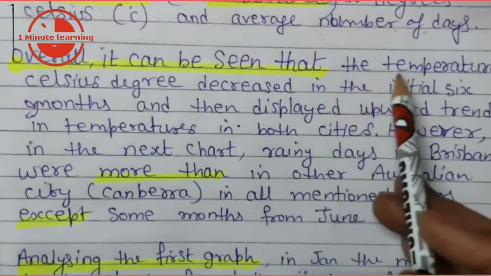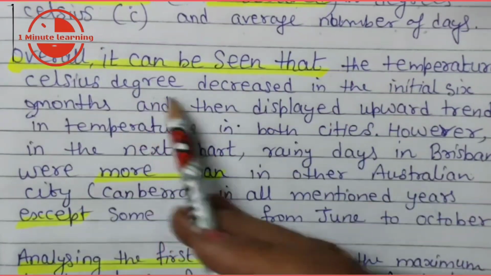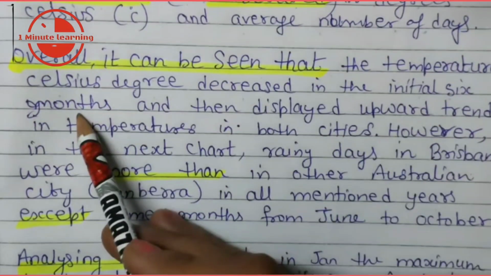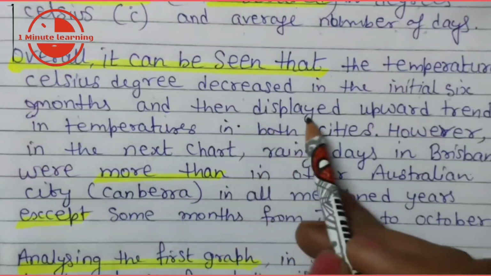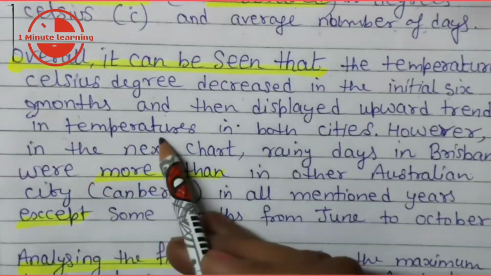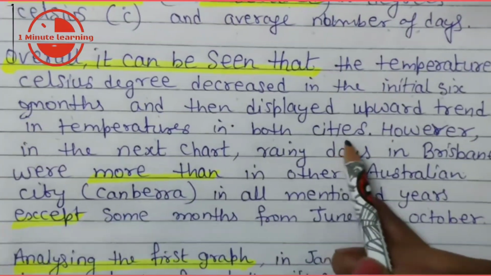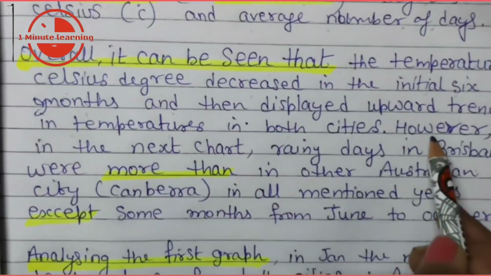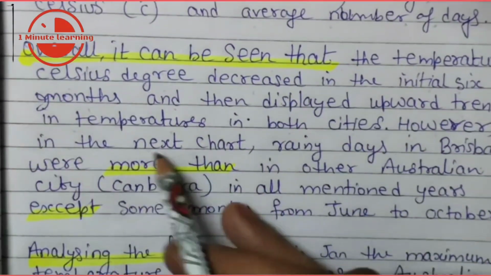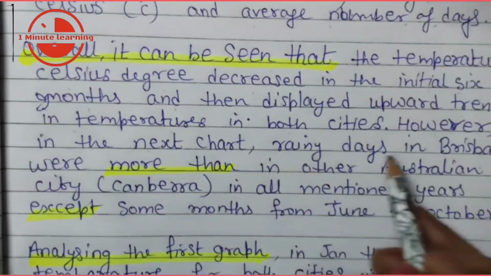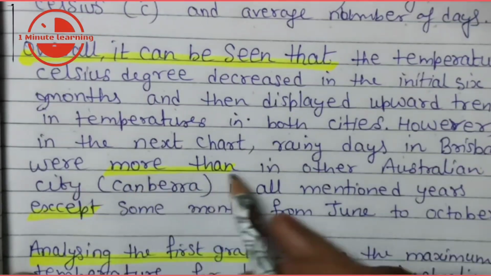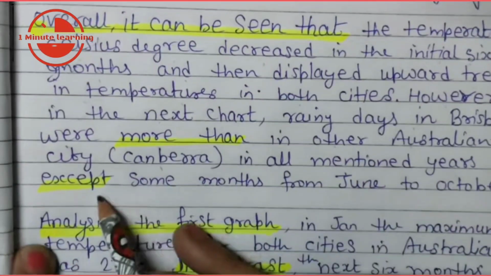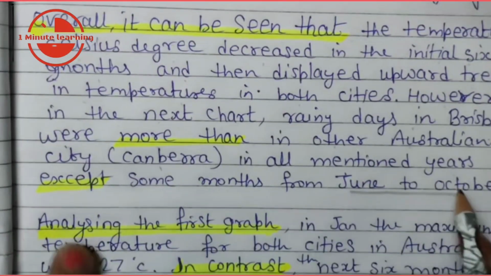Overall, it can be seen that the temperature in degrees Celsius decreased in the initial 6 months, okay, and then displayed an upward trend in temperatures in both cities. Okay, so this line graph overall is simple. However, in the next chart, rainy days in Brisbane were more than in the other Australian city, Canberra, in all mentioned months except some months from June to October.